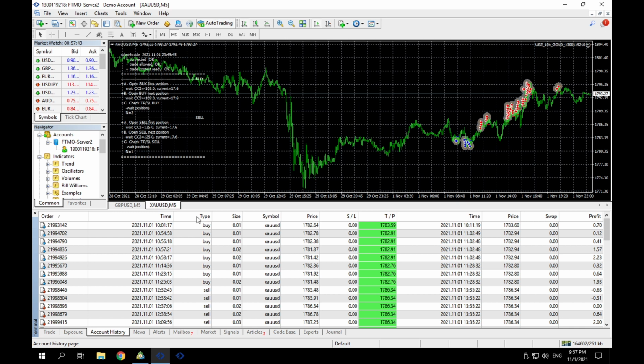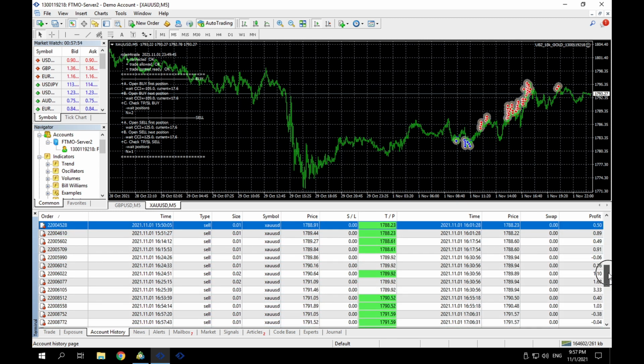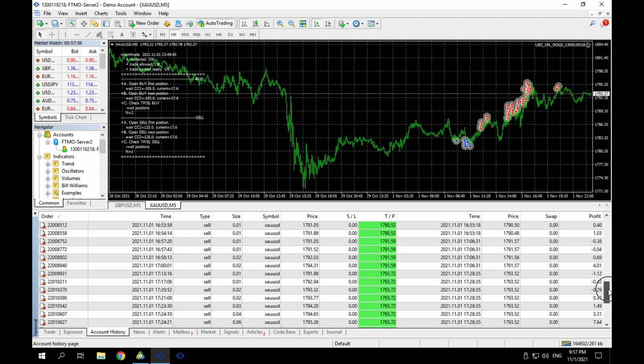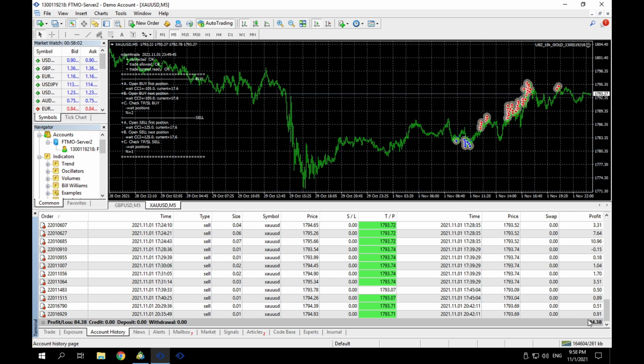Looking at today's trades then, you can see we started off with some buys and then we did take some sells as well. So both buys and sells today. In fact, it was more sells that we have taken today, so more of a bearish market. You can see the profit there on the right hand side for all of these trades that we have taken. And you can see today we have made a profit of £84.38.